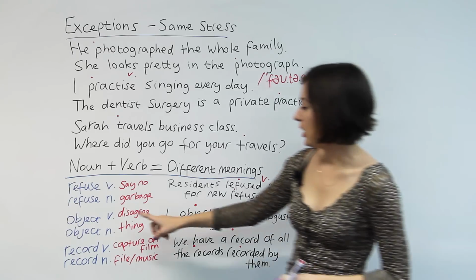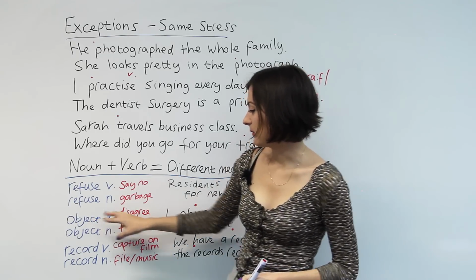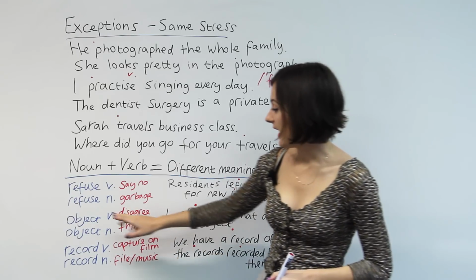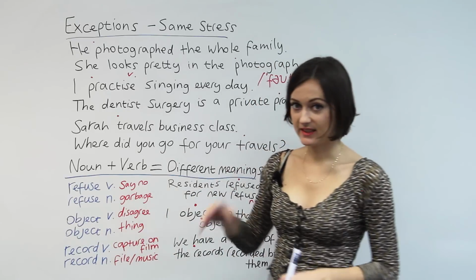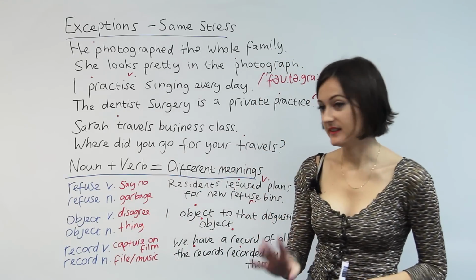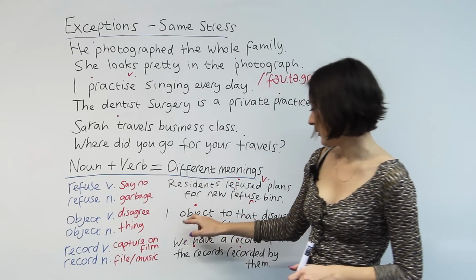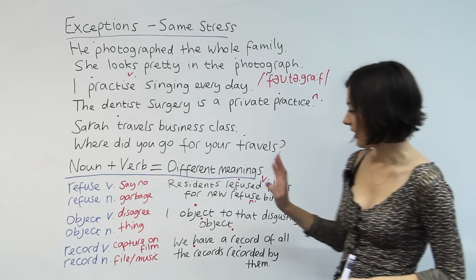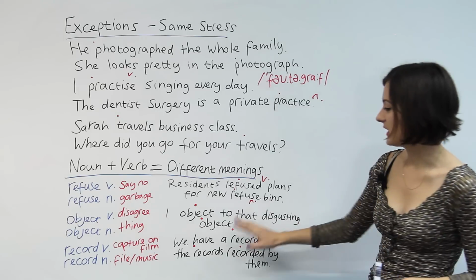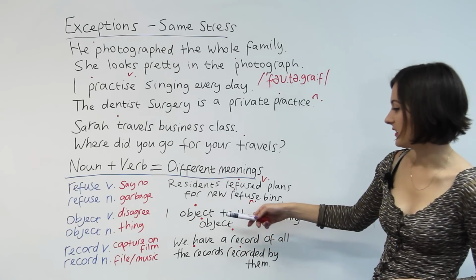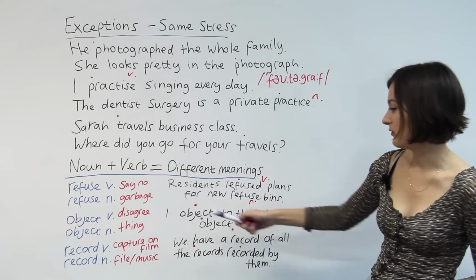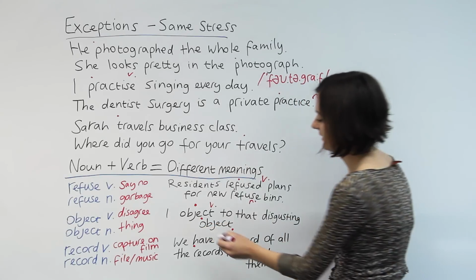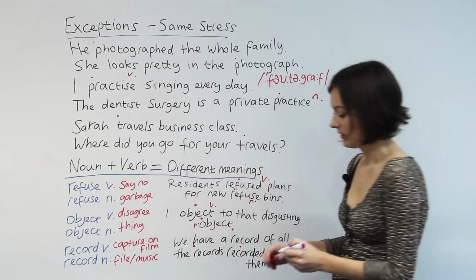Next example. Object to something means to disagree about something. It's quite a formal word. And another meaning for object is thing. Let's look at it in a sentence. I object to that disgusting object. I object to that disgusting object. Our stress here for the verb and our stress at the beginning for the noun.